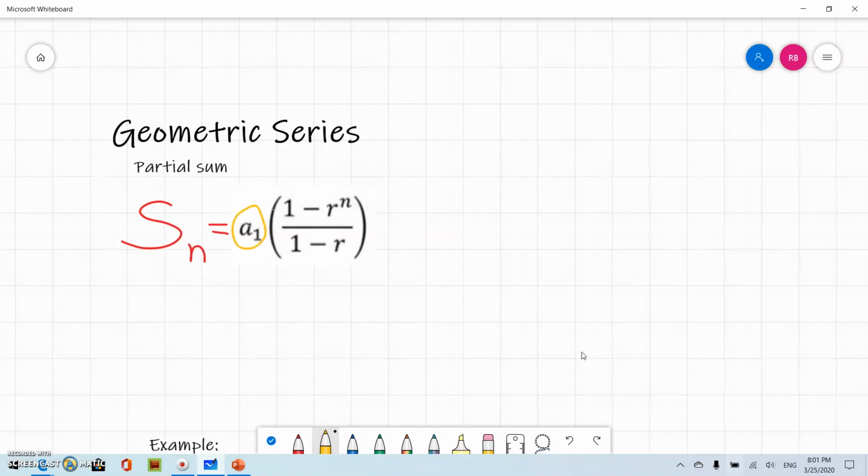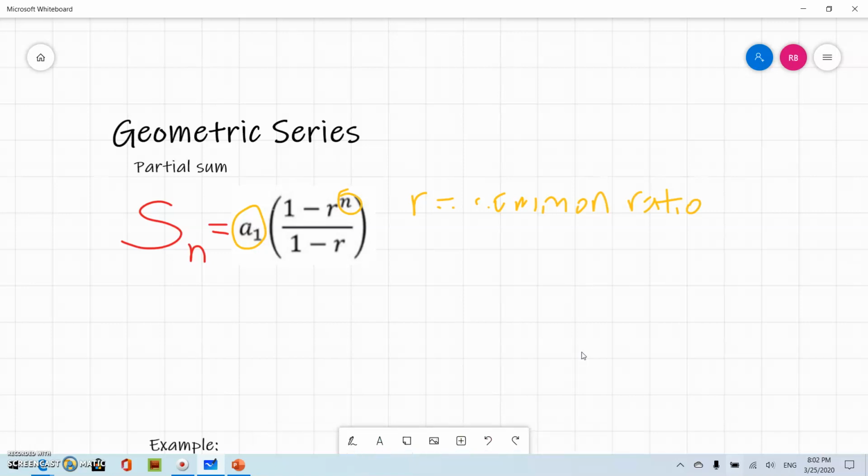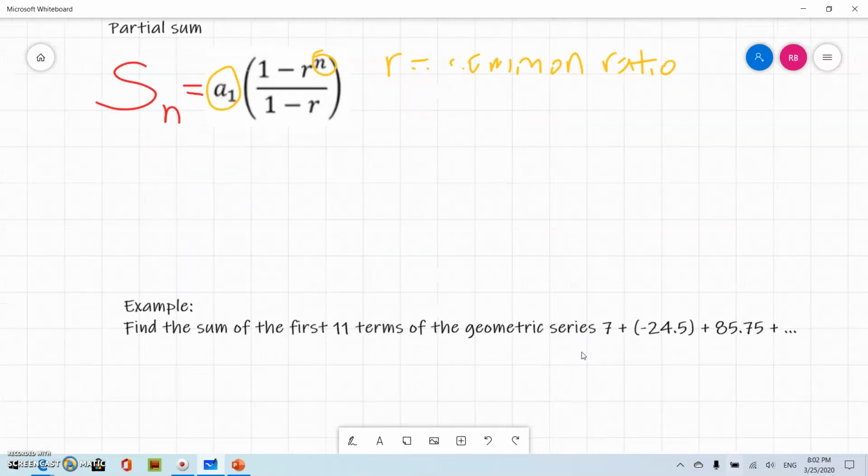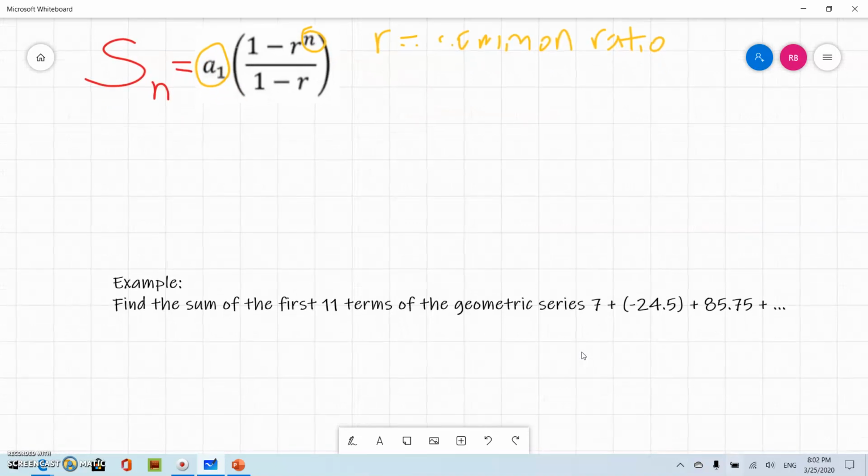A1 is the first term in the series, and R is the common ratio. Remember, a geometric series is different from arithmetic, meaning that to find the next term, you have to multiply by the same number instead of adding. And N means which term you're adding up to. So let's use that formula to find our partial sum for that first example.